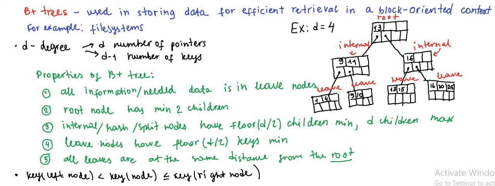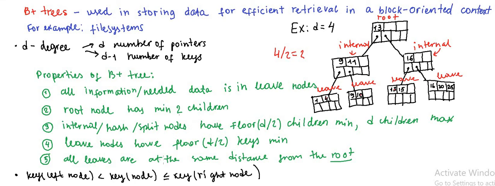Okay, and the fourth property is that leaves should have floor D divided by 2 keys minimum. It means that if the degree is 4, it should have 4 divided by 2 keys. All the leaves should have a minimum of 2 keys. So let's see. The first leaf has 2 keys. The second also has 2 keys. The third also has 2 keys, and the fourth leaf has 3 keys. But it's okay since the minimum is 2.